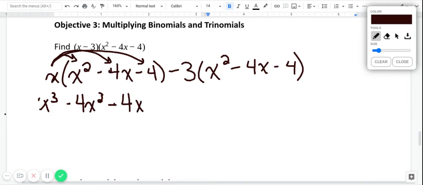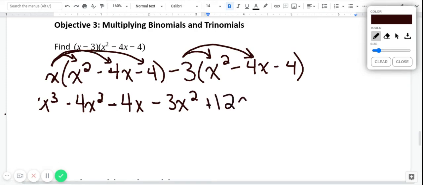Okay, now I'm going to distribute this negative 3 to each term. So I'll just do this one at a time this time. Negative 3 times x squared, that's negative 3x squared. Take this negative 3 times this negative 4x, that's negative 3 times negative 4, that's a positive 12x. And this negative 3 times this negative 4, again, that's a positive 12. Whew, all right. Now we combine like terms.